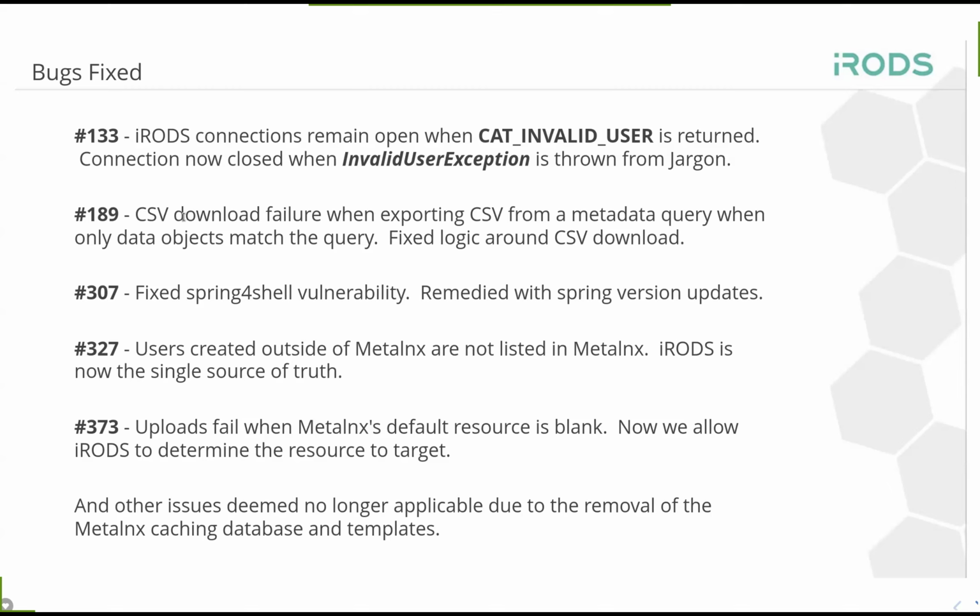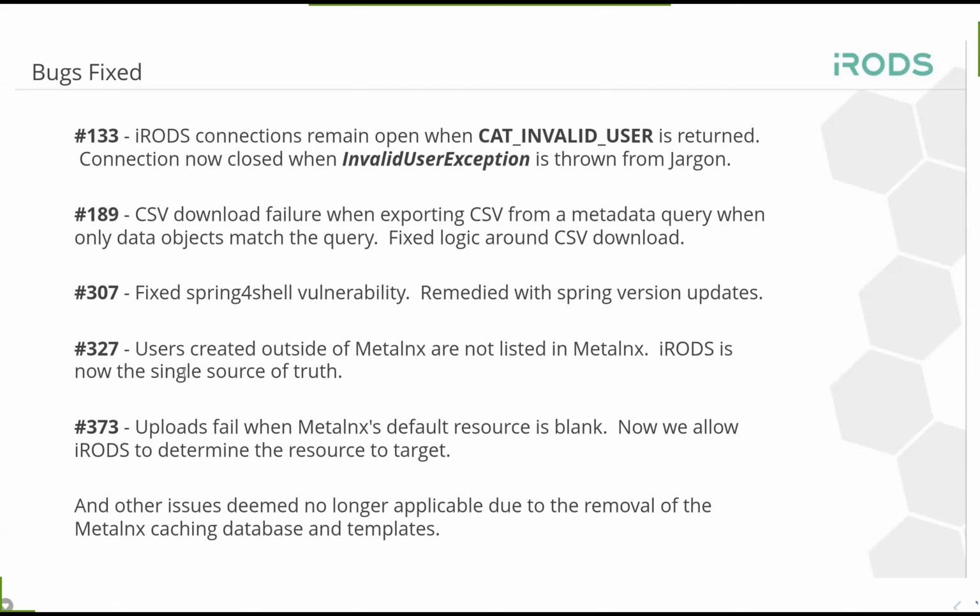Issue 189 was a logic bug around CSV download when you're doing a metadata query search. That was specific to when the search only returned data objects and no collections. What you'd see on the screen would be correct, but when you hit the CSV download, it would fail. The Spring for shell vulnerability was remedied with the Spring version updates.